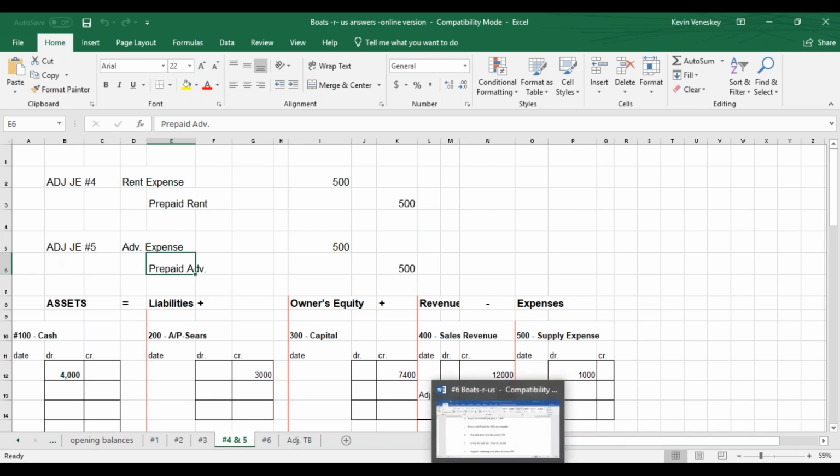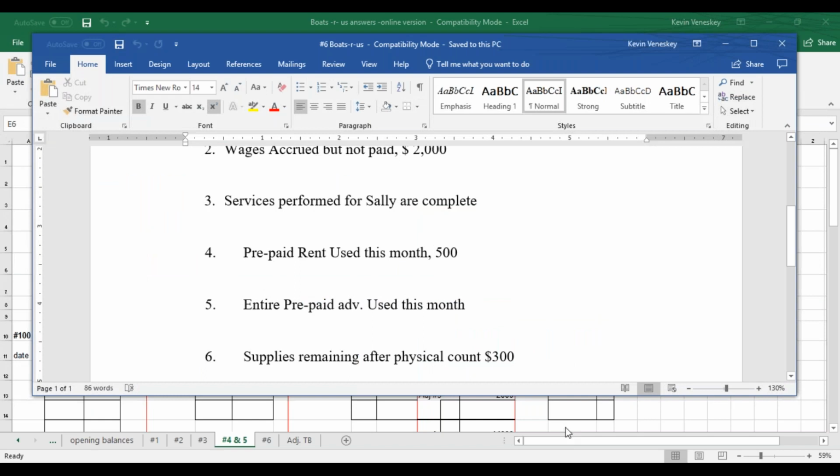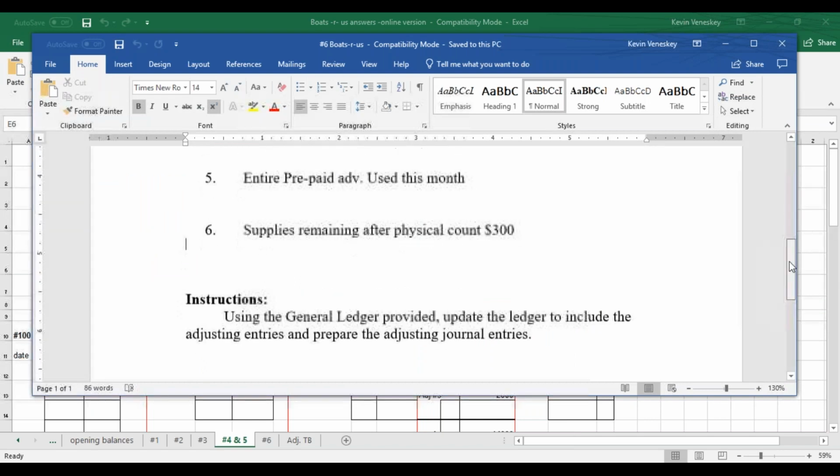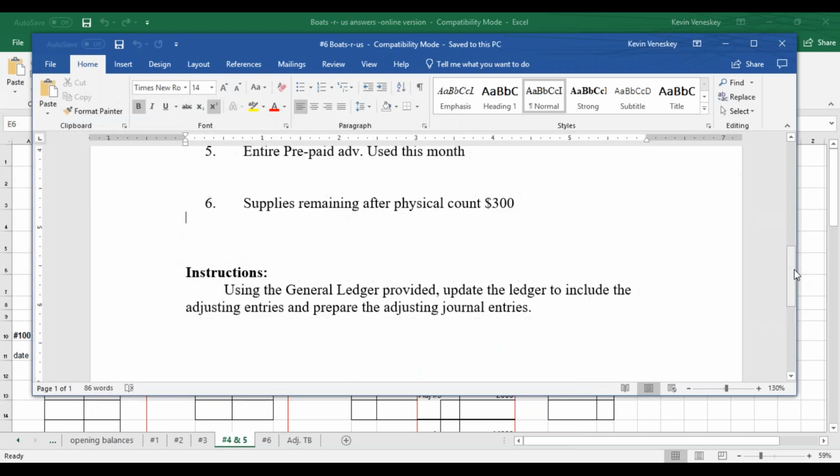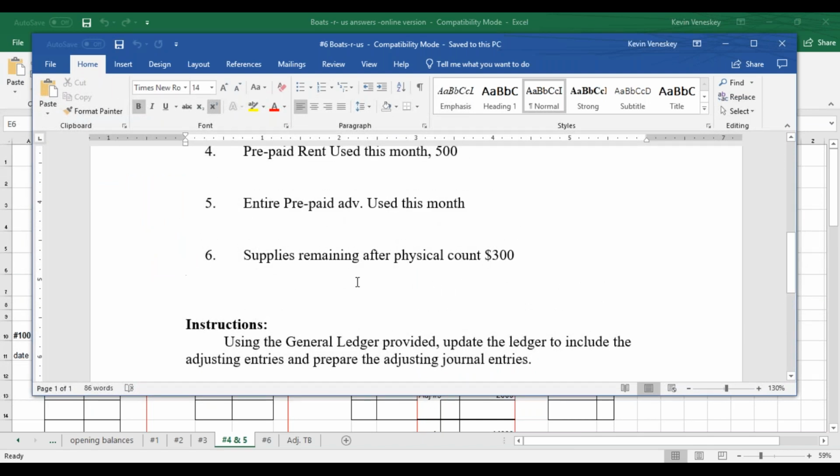Again, keep pausing the video as you need. Number 6, our final one, before we do an adjusting trial balance. Supplies remaining after physical count was $300.